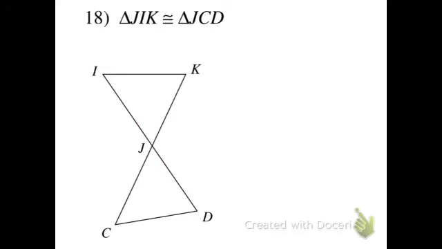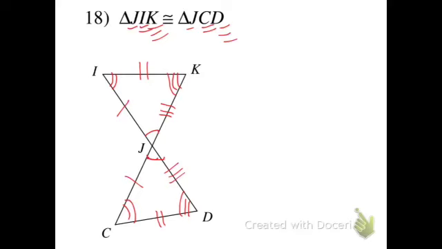And finally, 18, J matches up with J, so these 2 angles match up. And that makes sense because they're vertical angles. I matches up with C. And I'm going to put the tick mark between them. It's not very straight. And then K matches up with D. 1, 2, 3. And you put my double mark between them, and then the triple mark there. And that's what your ending result's going to look like.